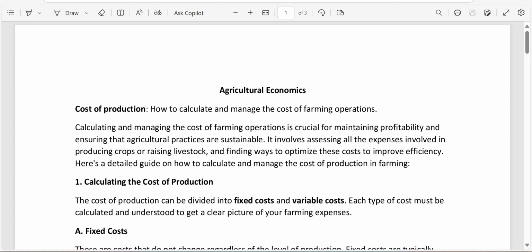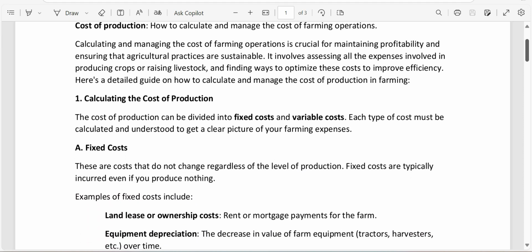Agricultural economics. Cost of production. How to calculate and manage the cost of farming operations. Calculating and managing the cost of farming operations is crucial for maintaining profitability and ensuring that agricultural practices are sustainable. It involves assessing all the expenses involved in producing crops or raising livestock and finding ways to optimize these costs to improve efficiency. Here's a detailed guide on how to calculate and manage the cost of production in farming.